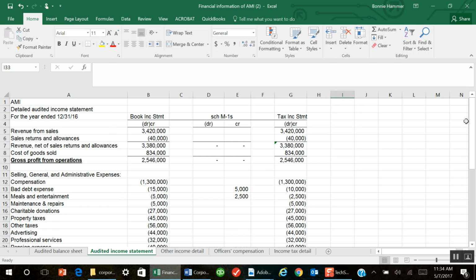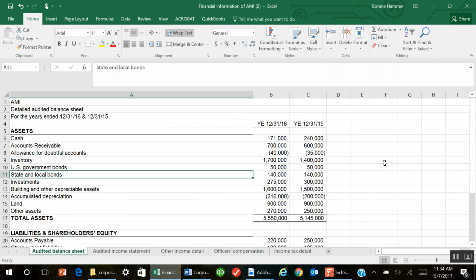And this Excel workbook is representative of what the supporting work papers for a corporate tax return might look like. You normally request information from the client, and in our case, we got certain information from the client. We got an audited balance sheet, which obviously is all on a book basis because it's their audited balance sheet.